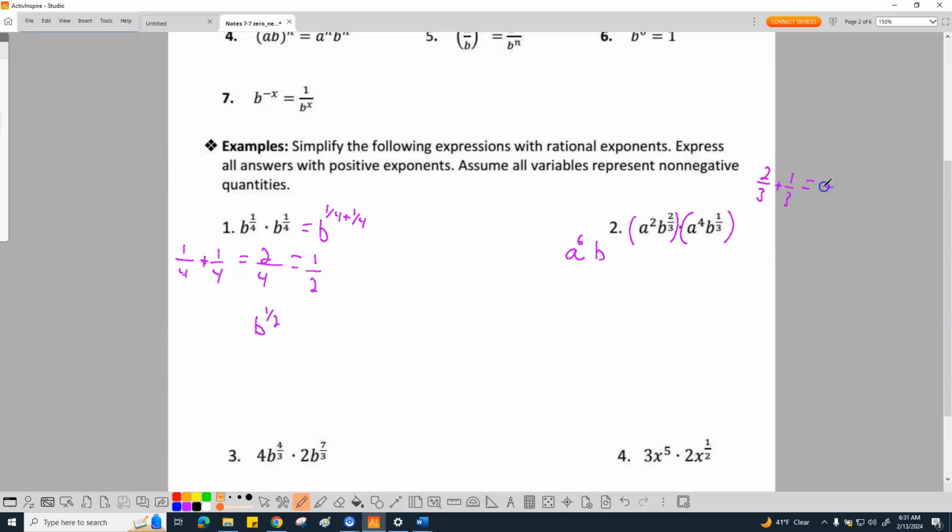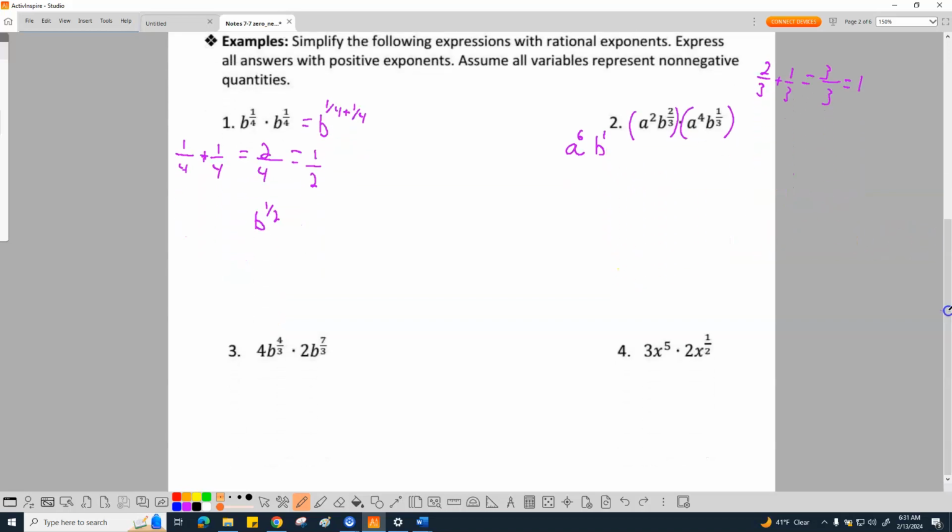You have to make sure the denominator is the same, which it is, and then you add the top, the numerator. 2 plus 1 is 3. 3 divided by 3 simplifies down to 1. So you can go ahead and put the 1 in your answer, so I know you know. But if you didn't write that 1 in there, it would still be correct, because when there's no exponent, it means there's a 1 there. So that's that for the problem.